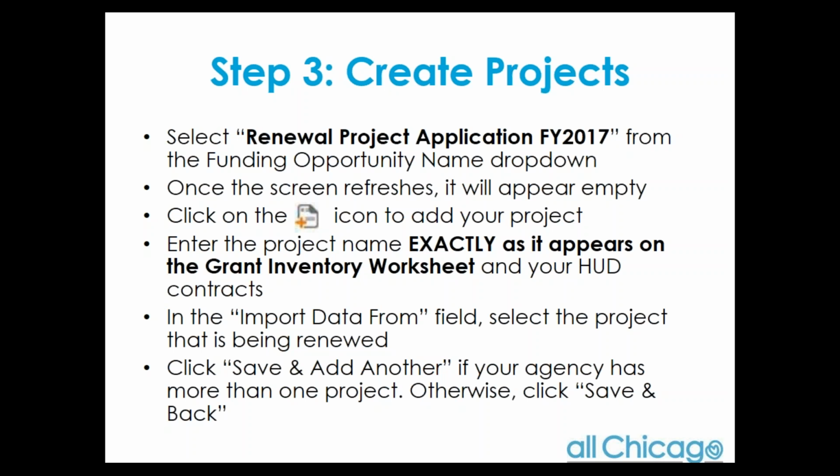And then this is where you'll also see the option to do the import data from field. If you were to use this, please be very careful. For some of you that have multiple projects, be mindful of which project from 2016 you would be selecting from. So you want to make sure that they would match, and so that you're selecting the right one to be renewed. And then you would click save and add another if your agency has more than one project. Otherwise, you can click the icon that says save and back.